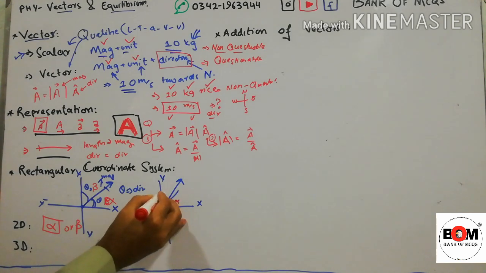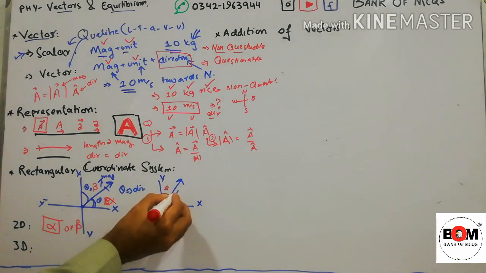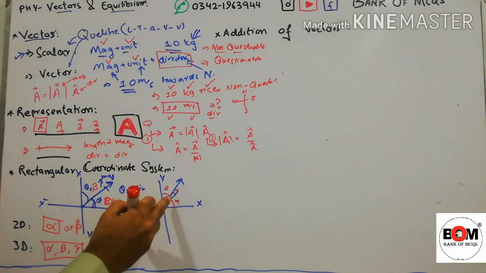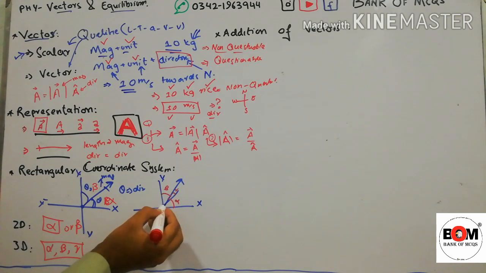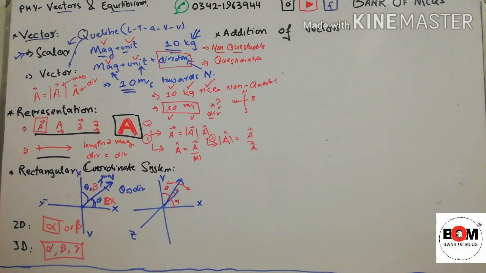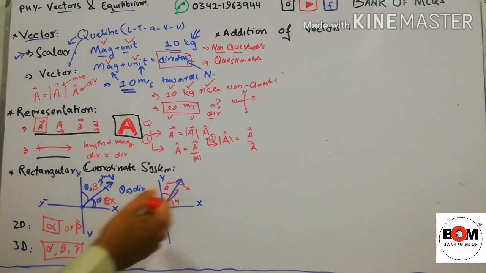The one is alpha, beta, and the third is gamma. So in 3D, we need alpha, beta as well as gamma to know the correct position of the vector, because if we know only the alpha and beta, then gamma can move in this direction.